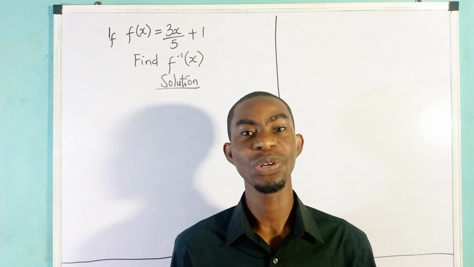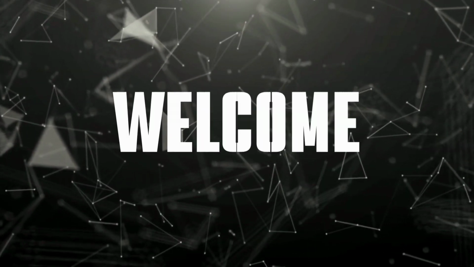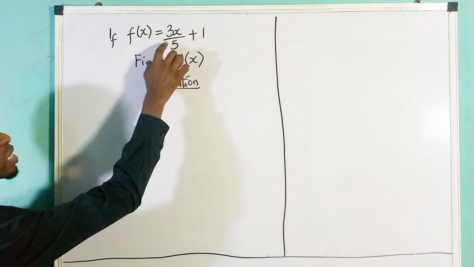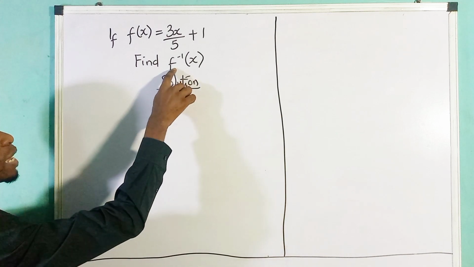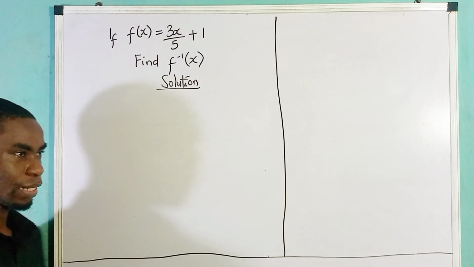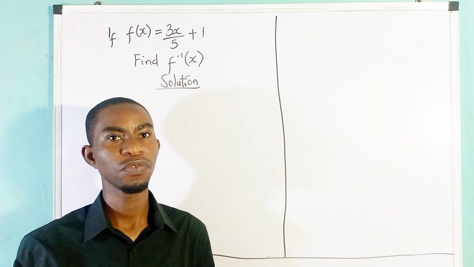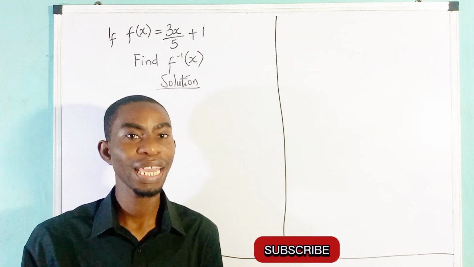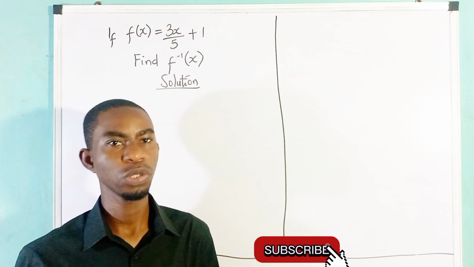I'll be looking at a question on inverse functions today. Please follow me. The question says if f of x is equals to 3x over 5 plus 1, find f inverse of x. Now, there are steps to find f inverse of x. First of all, I have to look for f of x, but I will replace f of x with y, and then I'll make x the subject formula, and then we'll continue from there.